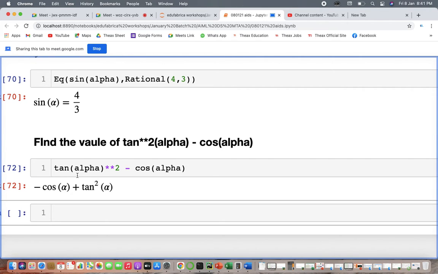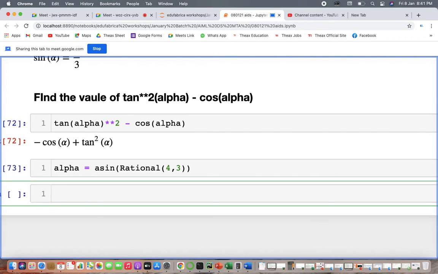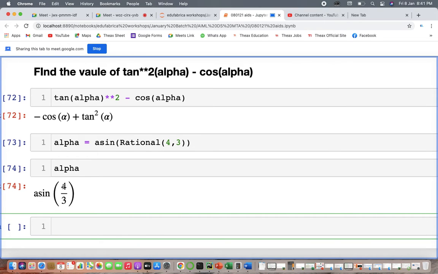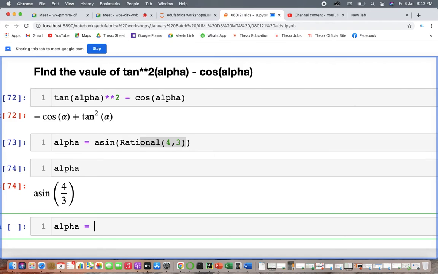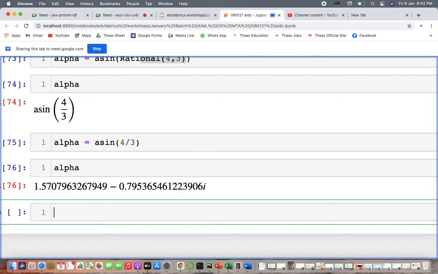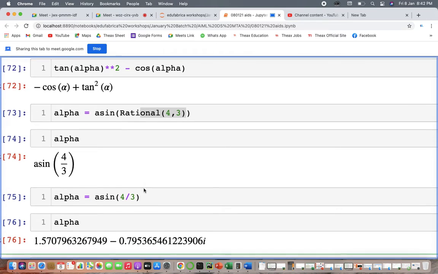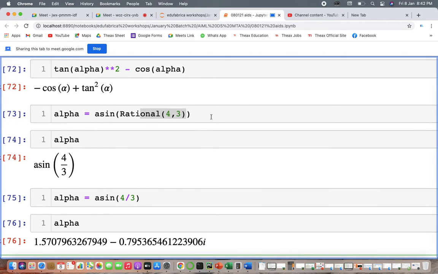What I can do here, the quick way, is find the value of alpha itself. So alpha would be equal to asin of this 4 by 3. This is going to be your alpha value, right? And I guess that is clear to you. So I can initialize this alpha using asin and write it as 4 by 3. So alpha would have a value equal to this. Right, I guess something is wrong. Just a minute. So alpha is equal to asin of rational 4 by 3.